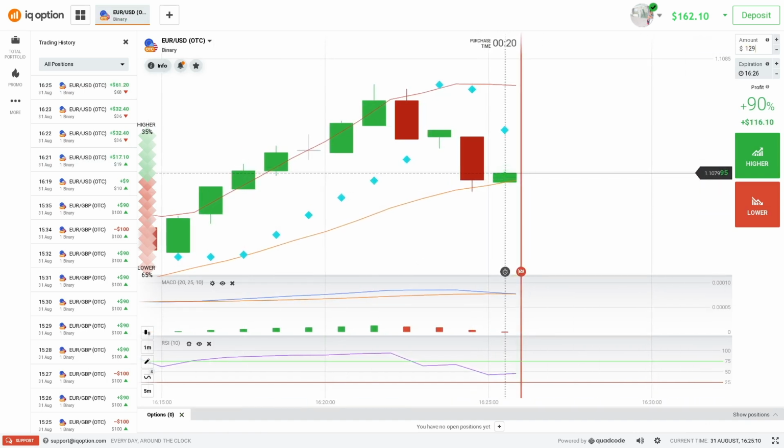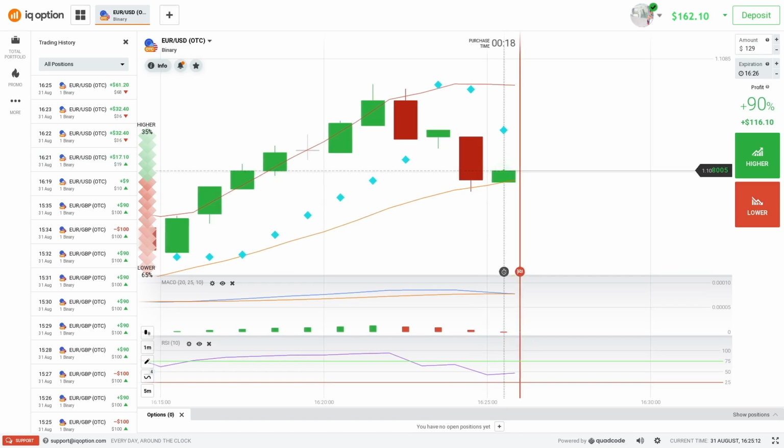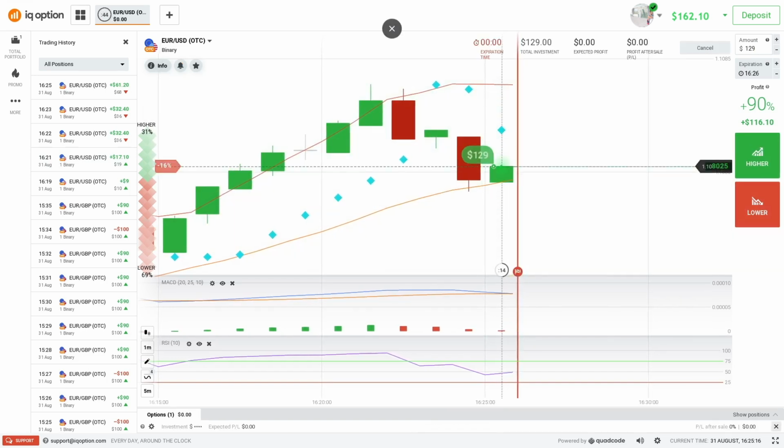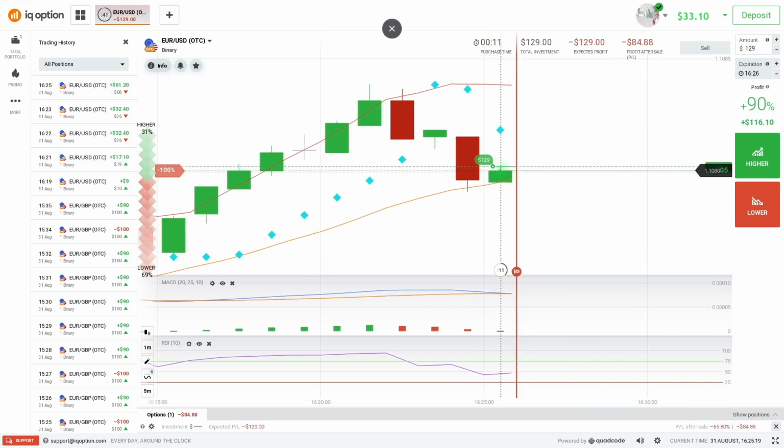All right. I guess that's the end of the downtrend. Let's go up. Let's put $129. Let's go up.